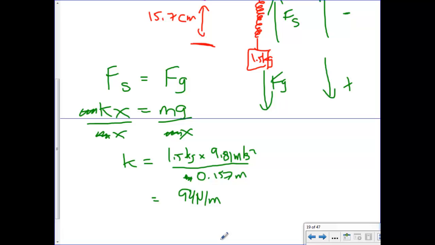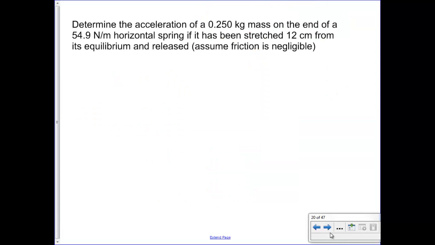So, we're going to do this lab next week, Tuesday, basically. We're going to try to calculate these K values for various different springs and elastics. That make sense? Okay, let's do some more examples here.